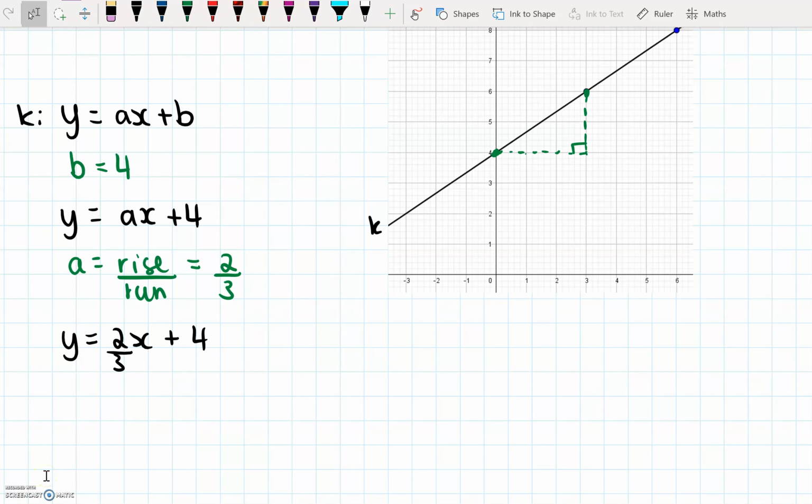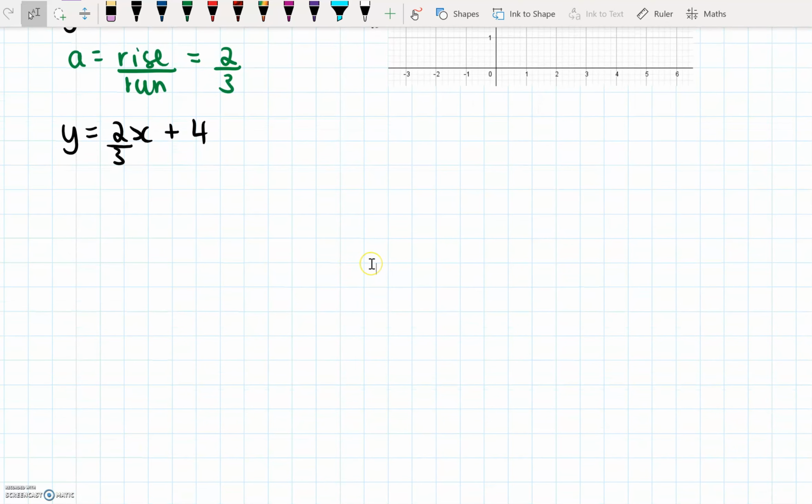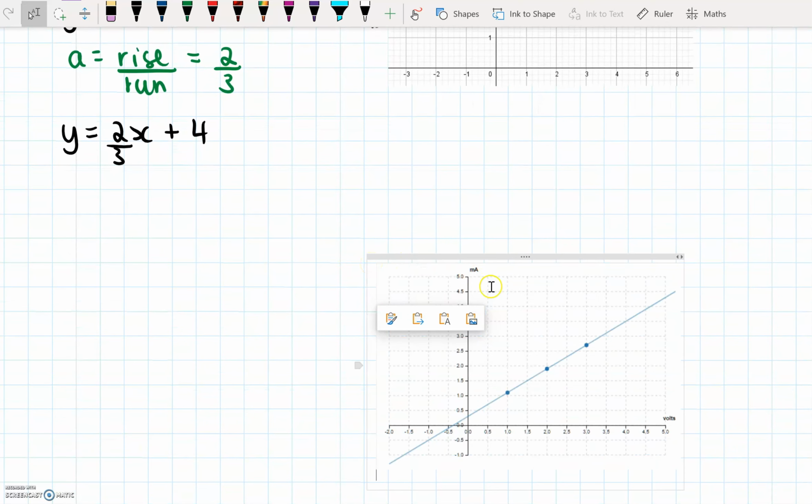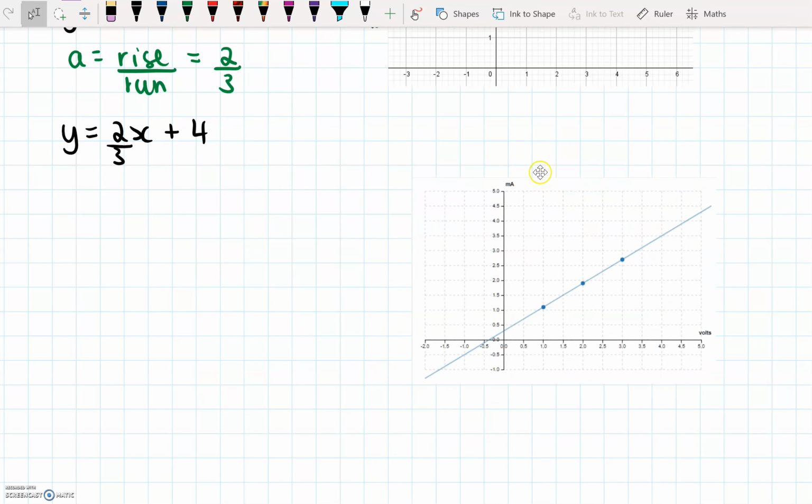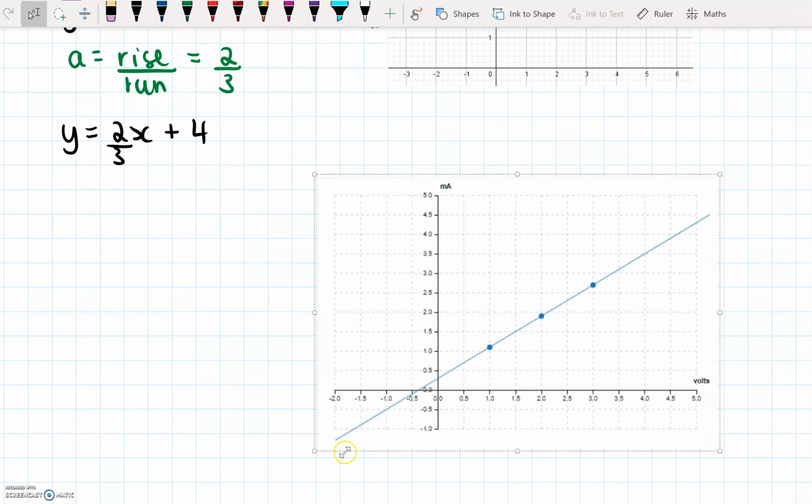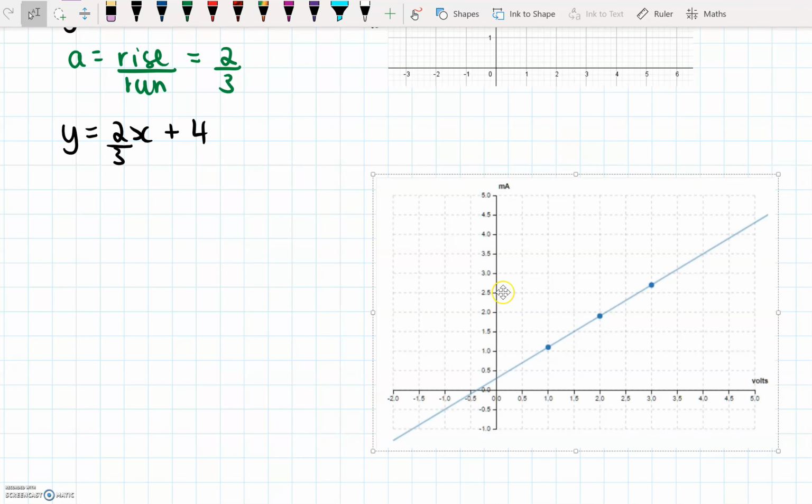Okay, so that's quite straightforward. Now sometimes it's not going to be quite as straightforward, so I'd like to find one that's a little bit harder to see what happens when it's not clear where the points cross the y-axis. Okay, so I found another lovely graph for us, and that's this one here. It doesn't matter what's on it. Milliamps and volts, so this is something that you might see in chemistry. So in this one, you can see that it's not actually clear where we're crossing the y-axis. So we don't know our b value.